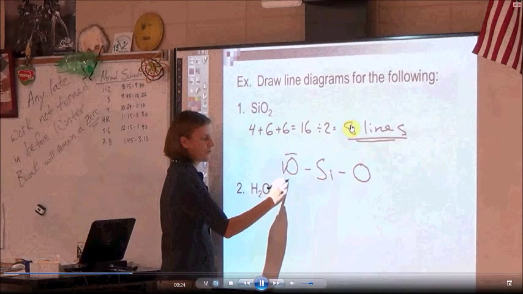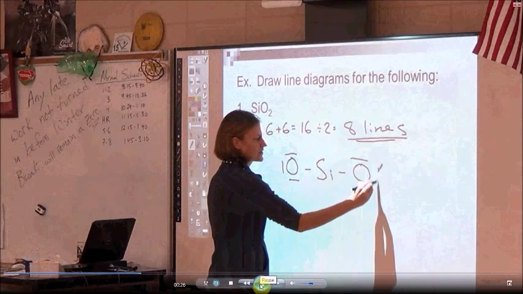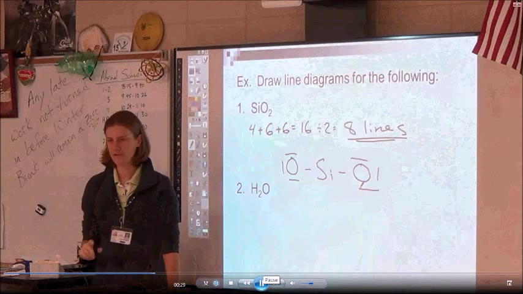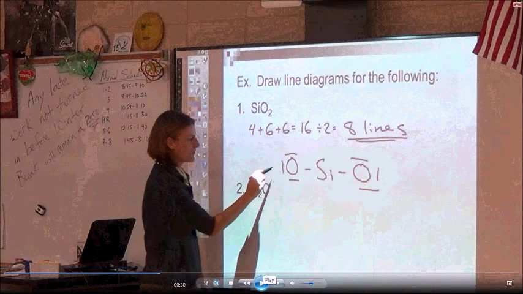So since we have 8 lines to draw, we'll just kind of do a guess and check for the rest of this. We'll add our extra lines around oxygen. We're making it somewhat symmetrical, so that's nice. They won't always be perfectly symmetrical, but as symmetrical as possible. So we've got 1, 2, 3, 4, 5, 6, 7, 8. So we've added all the lines that we're supposed to add, but now we've got to check our very last rule. And our last rule says that there needs to be 4 lines touching each atom.